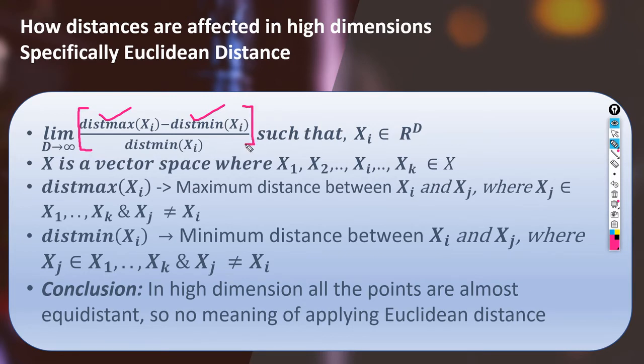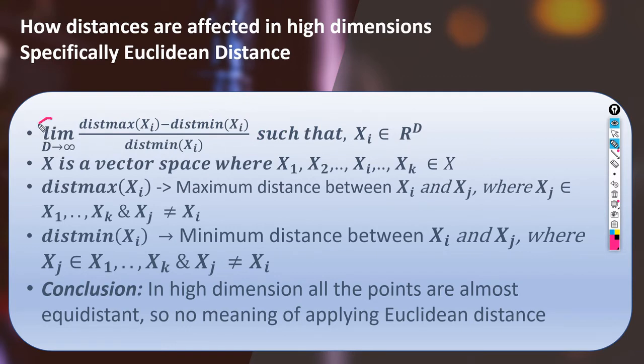Now, in low dimensions, or in general theory, what do you think? Dist max would be much higher than dist min, right? So this ratio should be greater than 0. Just think, dist max is 5 units and dist min is 2 units. So (5 minus 2) divided by 2 is 3 by 2, which is 1.5. So it will always be greater than 0. But it happens only in low dimension.